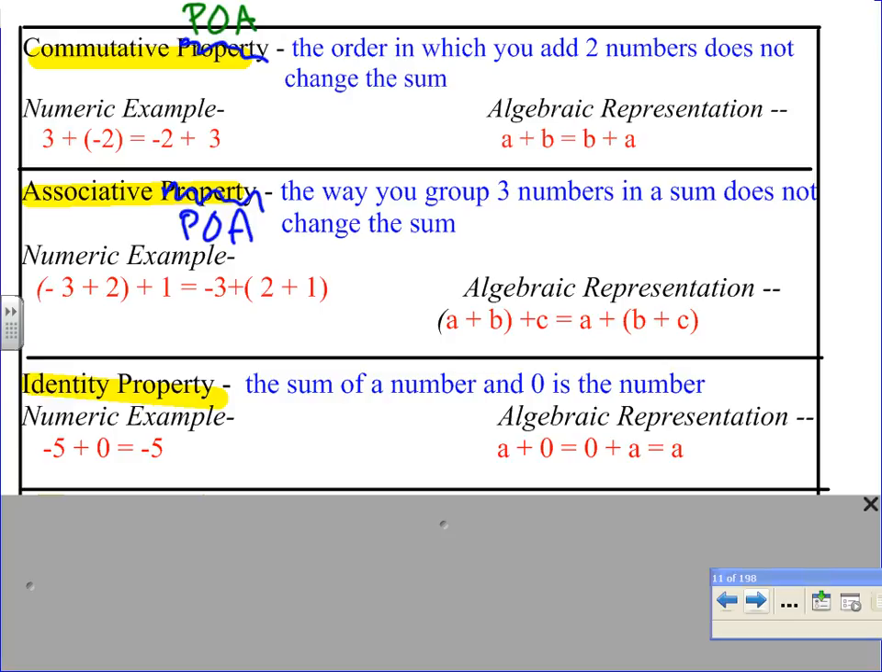You guys will have a quiz halfway through this chapter, and I'll have examples of properties listed. You'll have to match them with the correct property. So these are important to know.